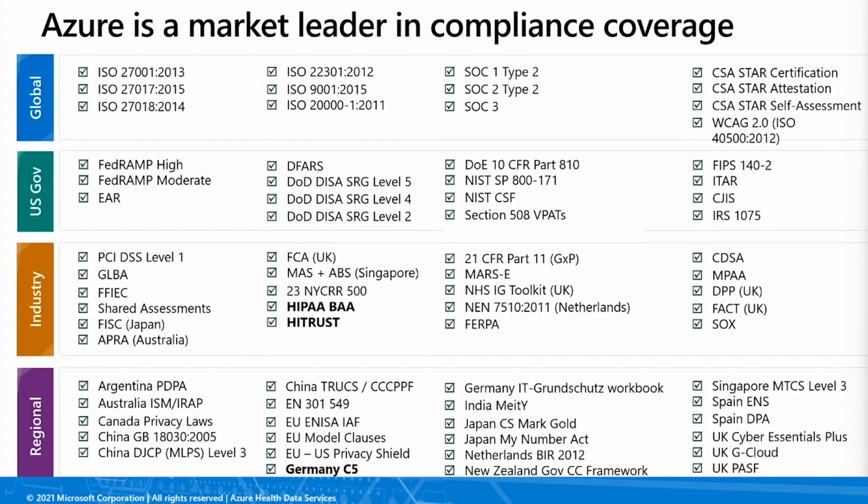Some of the high-level ones we want to highlight from a compliance perspective: we make sure we are ISO certified, and we have the appropriate HIPAA and HITRUST controls in place. We also look at regional capabilities. And if you want to read more about some of these, it's in the Azure compliance link at the bottom.